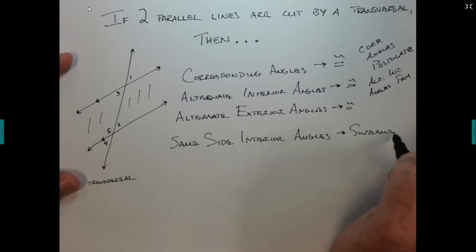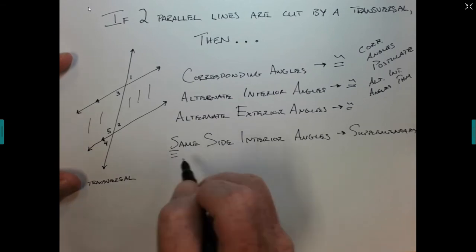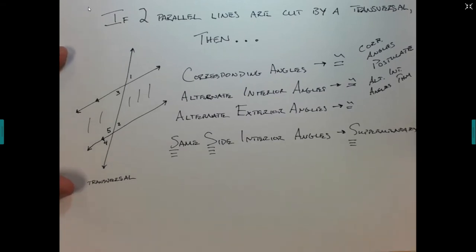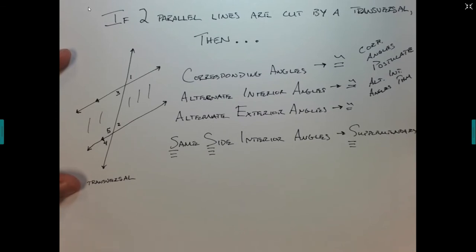And if you watched my videos, I tried to give you a good way to memorize it. Look at these letter S's. Same side are going to be supplementary. There's alliteration that's going to help you remember that. Supplementary, if you remember, means two angles that would add up to equal 180 degrees.